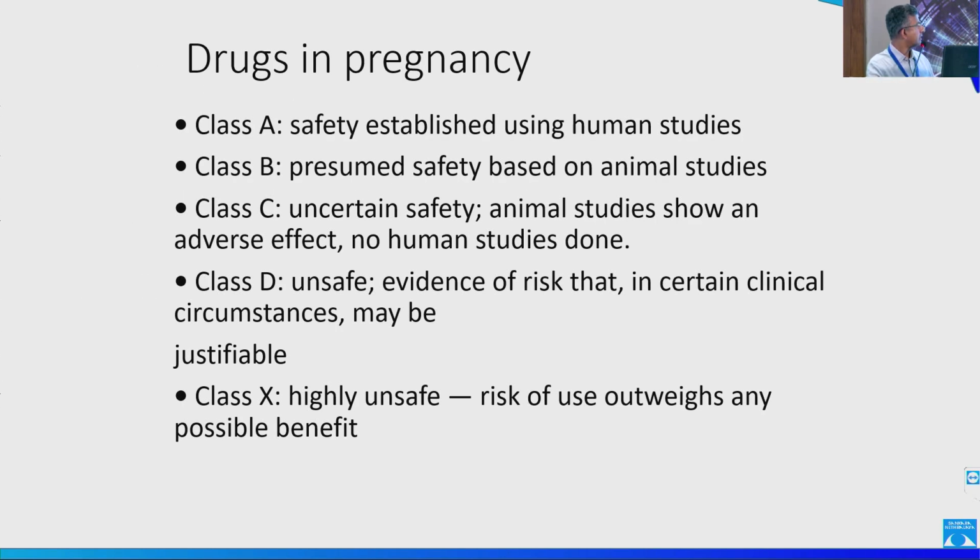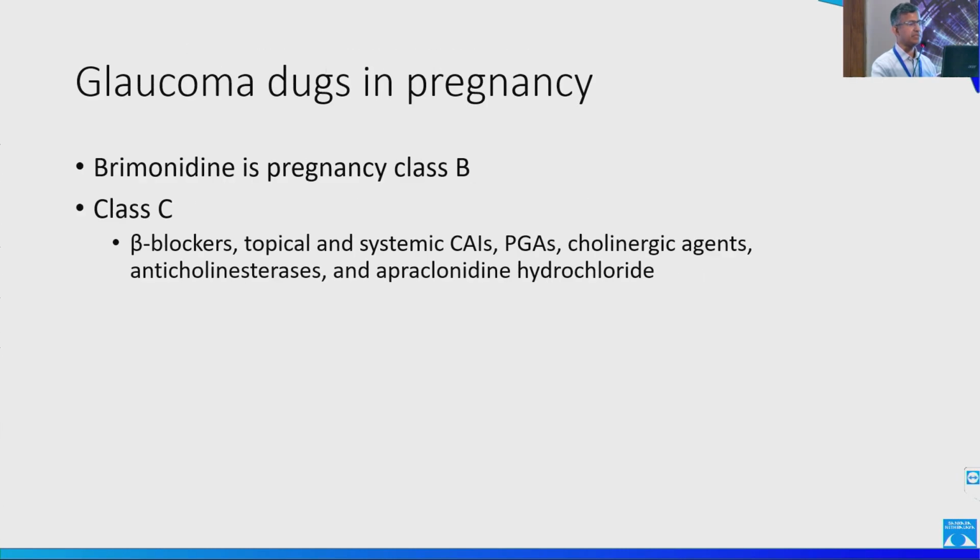So coming to pregnancy, you have basically class A, B, C, D, and X, with X being unsafe at all. Class D is unsafe because there's evidence of risk in certain clinical circumstances. Class C is uncertain safety, but animal studies show an adverse effect, with no human studies done. Class B is presumed safety based on animal studies. Class A is absolutely safe. In pregnancy, in glaucoma, we have no class A drugs. Brimonidine is the only pregnancy class B drug. Class C is everything else.